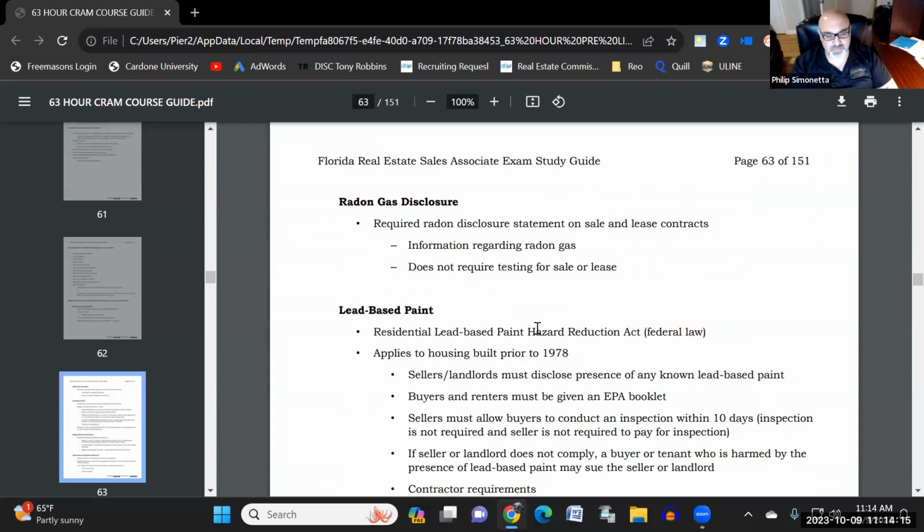Radon gas disclosure. This is the required radon disclosure statement on the sale and lease contracts. This is information regarding radon gas. It does not require testing for sale or lease. This is in the contract. Like when you have a contract, it's in there. It's all in the contracts.